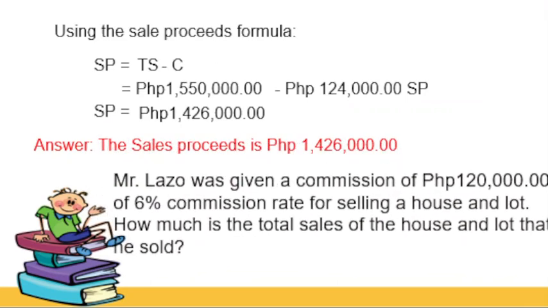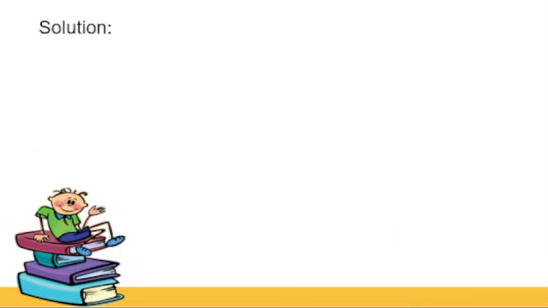Okay, so this time Mr. Lasso received a commission of 120,000, and the commission rate is 6%. So this time we look for the total sale of the house and lot. Next slide. So you have the solution.